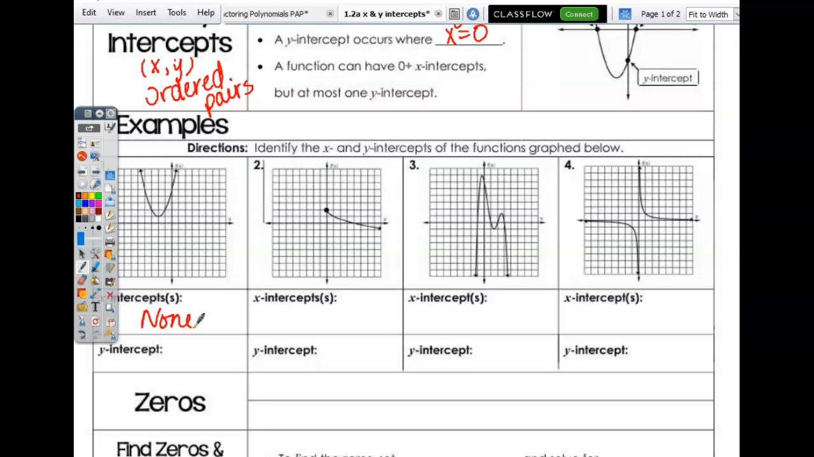Y-intercept, where does it cross the y-axis? Is it 5? I get 5. And we write it as an ordered pair, 0, 5.